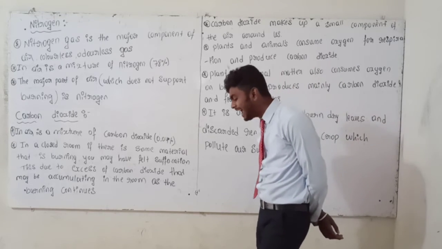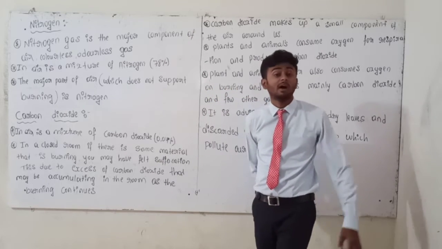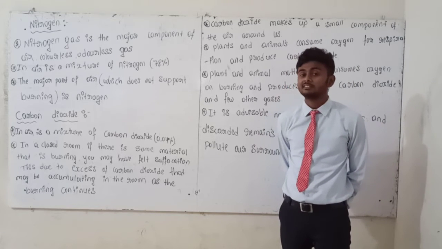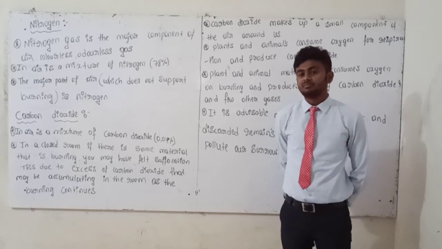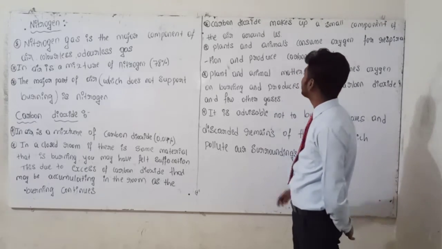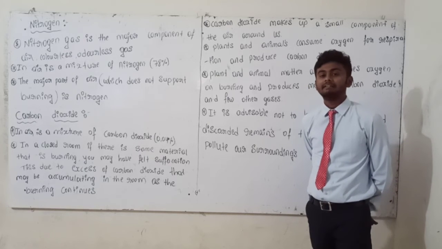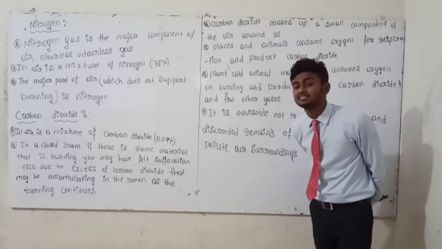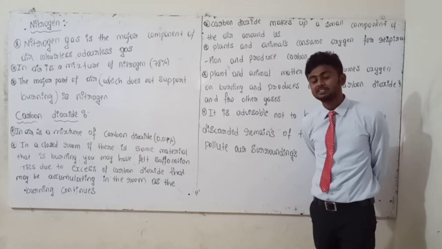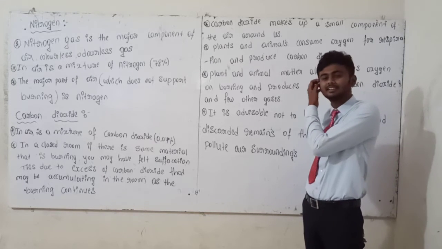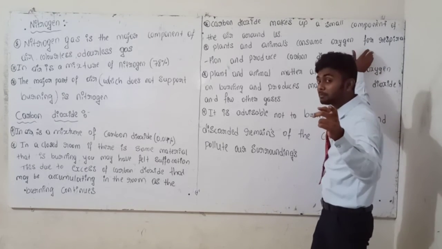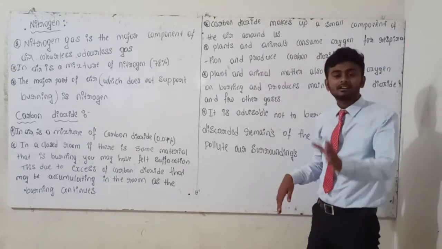So students, in the environment, a variety of gases are there. Both animals, especially human beings, and plants absorb oxygen, but produce carbon dioxide. But in the photosynthesis process, plants absorb carbon dioxide and produce oxygen. So these are the cycles. Plants and animals consume oxygen for respiration and produce carbon dioxide.